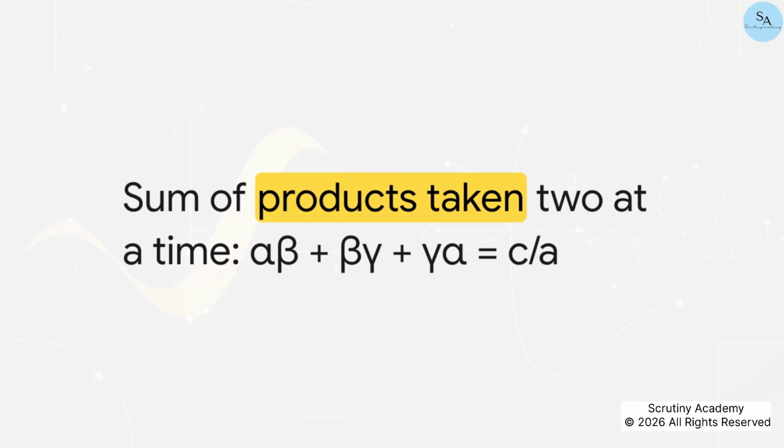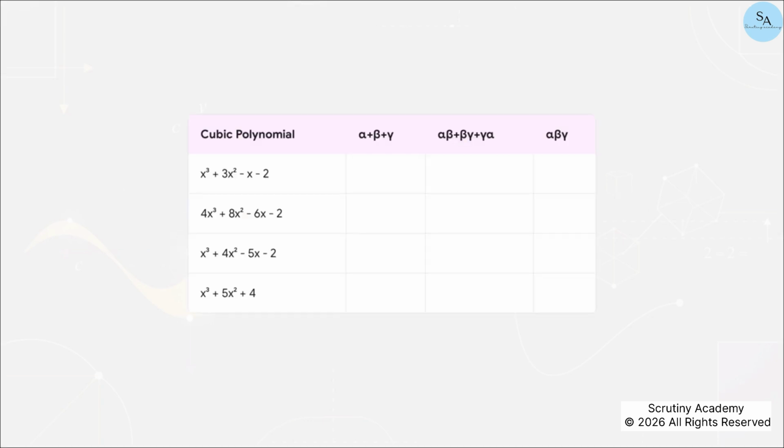The formula for this is simply c/a. Notice what's missing. There is no negative sign here. It is completely positive. Let's pause and look at a hard, board exam level scenario you might encounter. Often, a really tough question gives you only the sums and products, those values usually on the right, and asks you to work backwards to find the underlying equation.